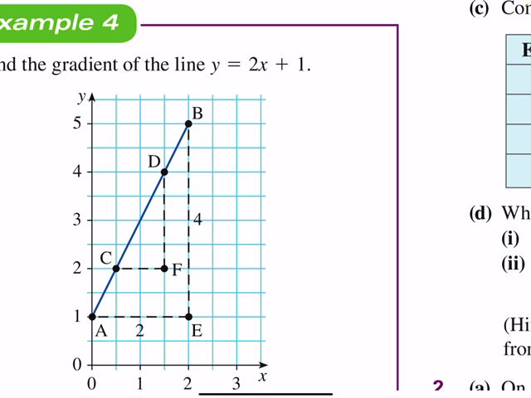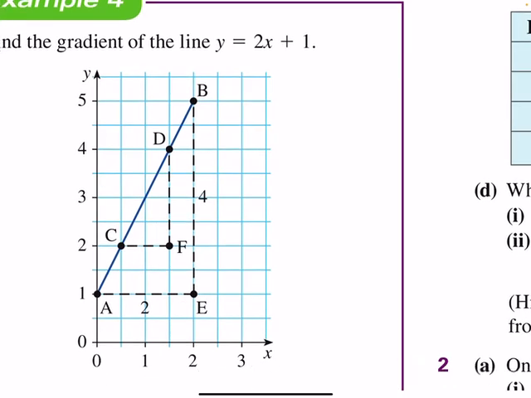You have D. A to D is 0 to 1.5. 3 divided by 1.5 is 2. 1.5 times 2 is 3.